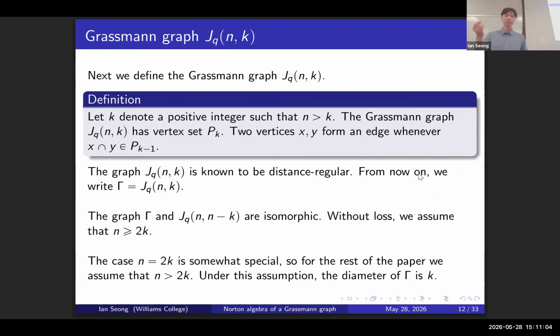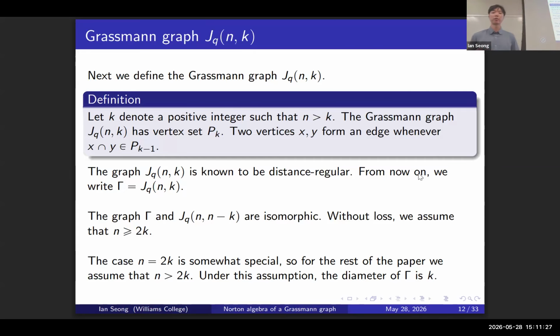Okay, so we defined a projective geometry, and the Grassmann graph is simply just taking a certain dimension and taking a slice out of it. That's basically what a Grassmann graph is. So let k denote a positive integer such that k is less than n. The Grassmann graph, which we denote by J_q(n,k), has vertex set P_k. So it's going to be the set of all k-dimensional subspaces of the projective geometry.